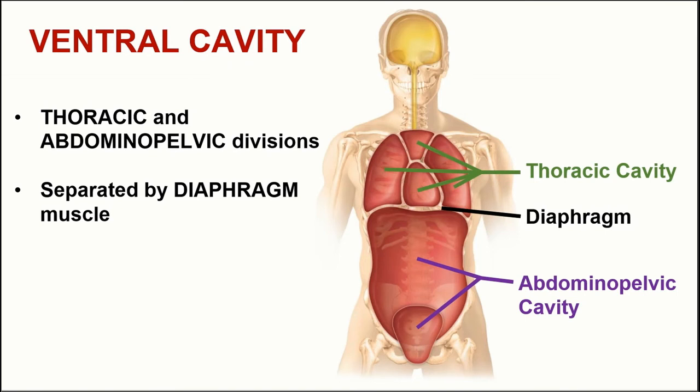Turning our attention to the ventral cavity, we see that the ventral cavity is actually subdivided into two regions. We have the thoracic and the abdominal pelvic cavity regions, and they are physically separated from one another by a muscle called the diaphragm muscle. This is a dome-shaped skeletal muscle that contracts and flattens out when we breathe, and so this is an important muscle in breathing, but it's also an important anatomical landmark because it marks the place where the thoracic cavity ends and the abdominal pelvic cavity begins.